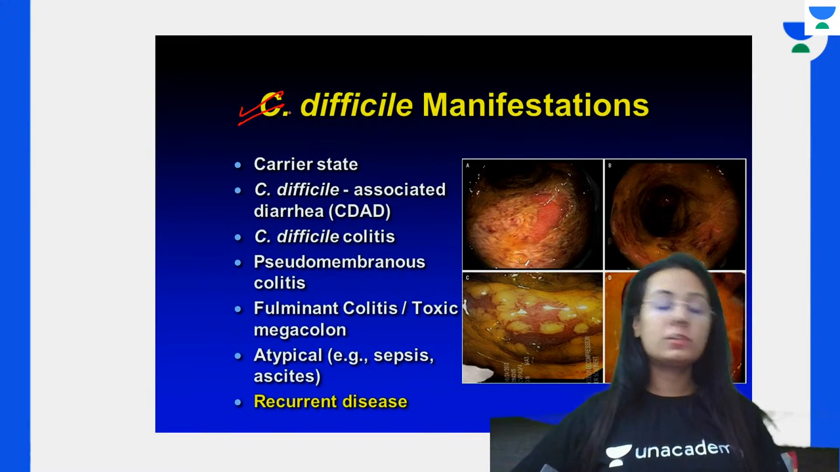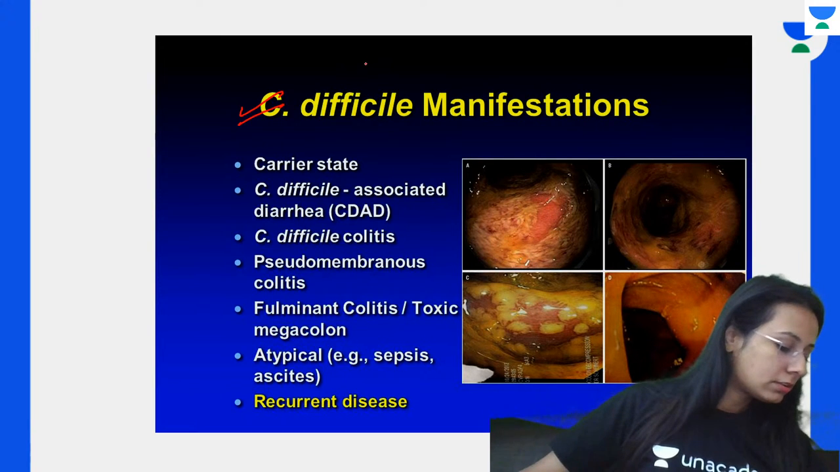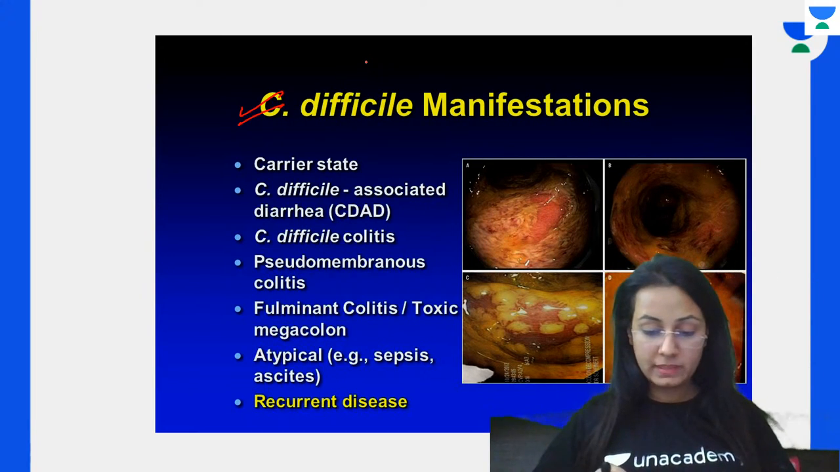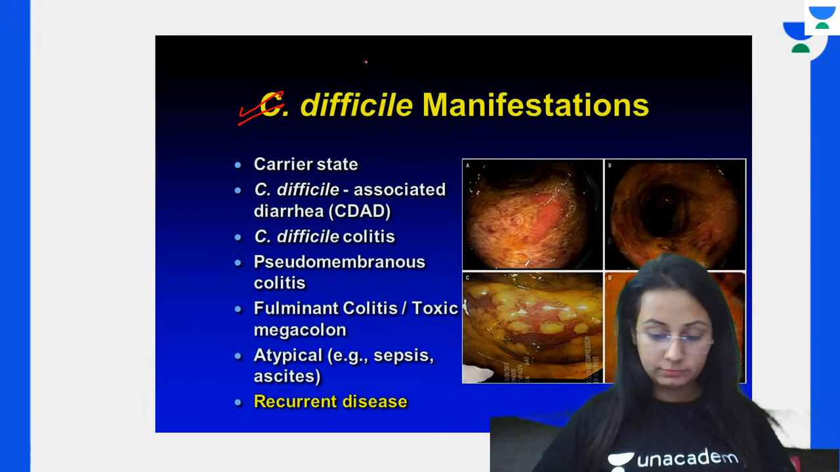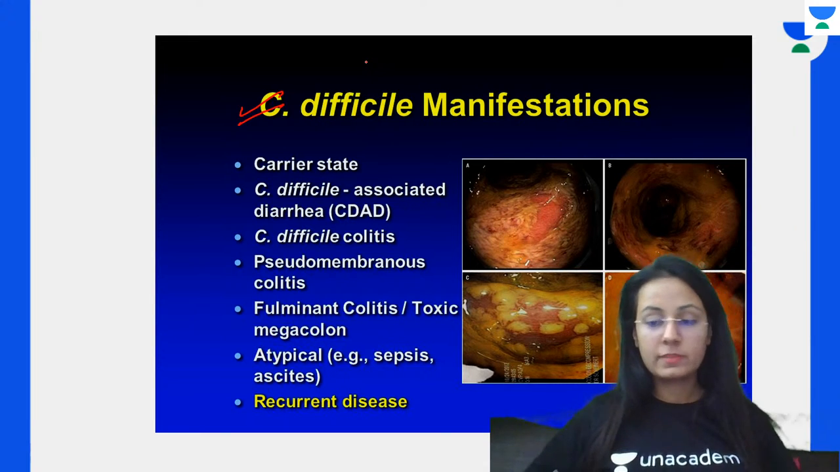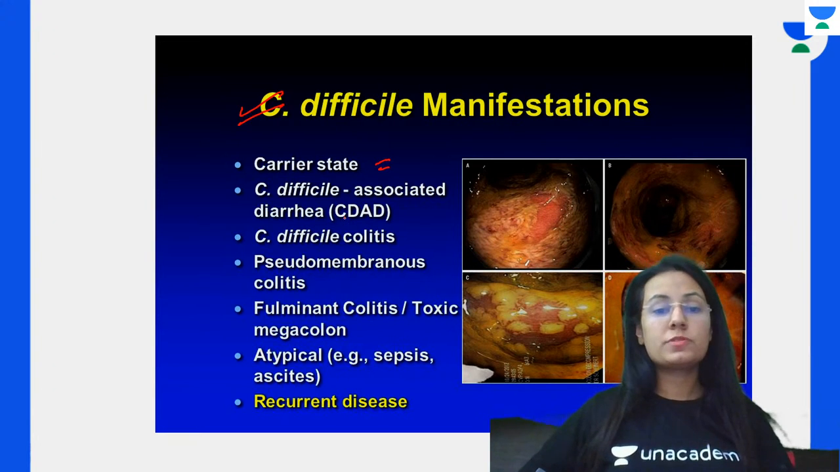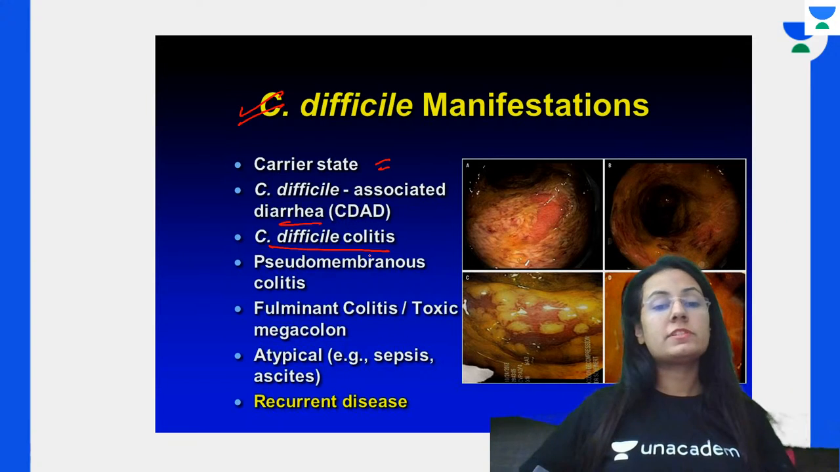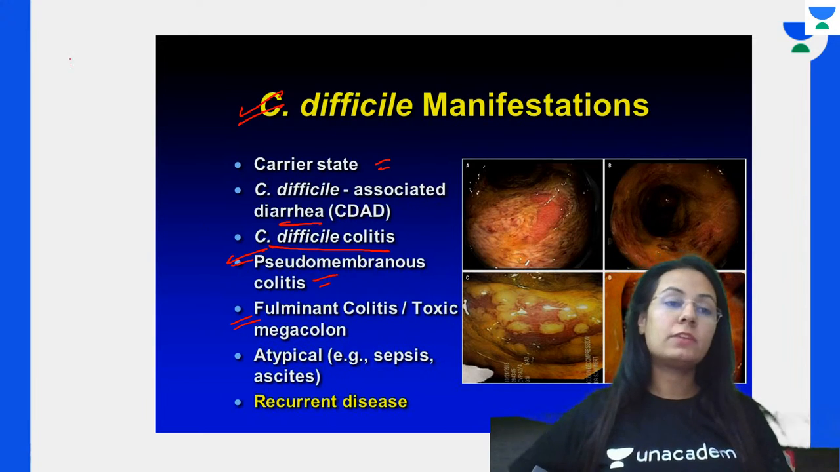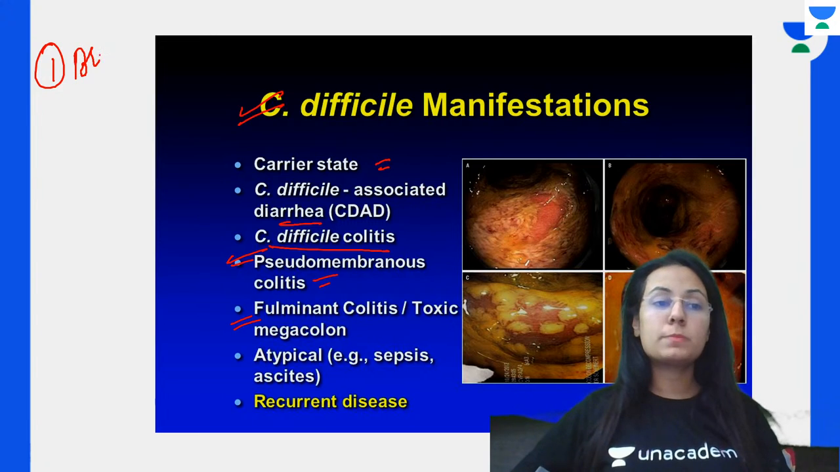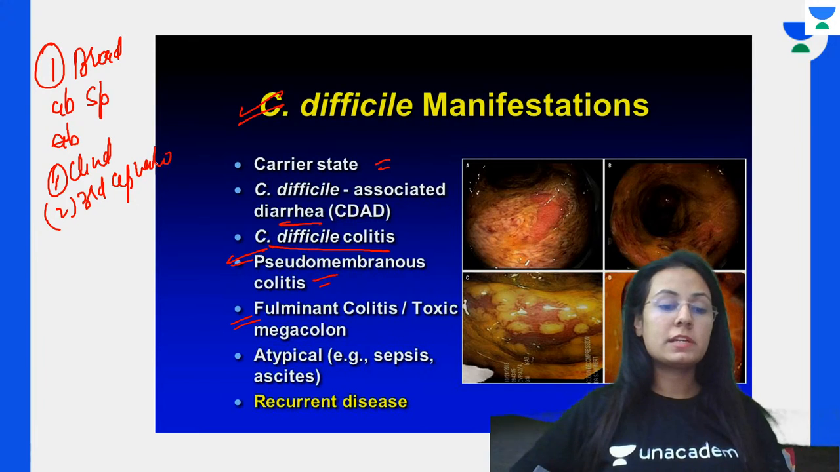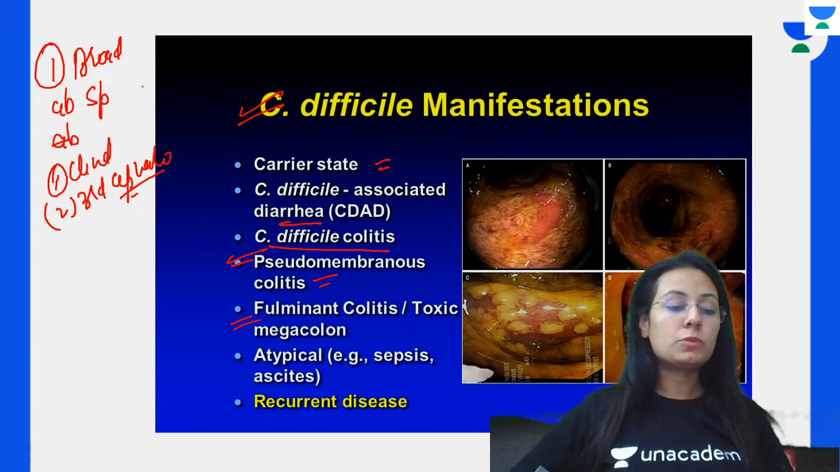Alright, so this is the manifestation of Clostridium difficile. It is present in the carrier state and it is associated with diarrhea, that is Clostridium difficile colitis, causing pseudomembranous colitis and toxic megacolon, and it is a recurrent disease. And what was the aggravating factor? The patient is on broad spectrum antibiotics, that is clindamycin and third generation cephalosporins, which are important for aggravating pseudomembrane formation.